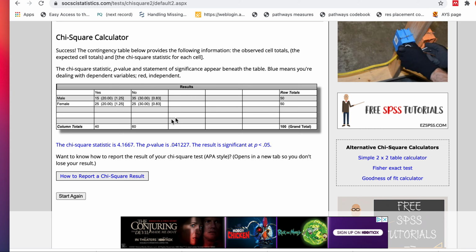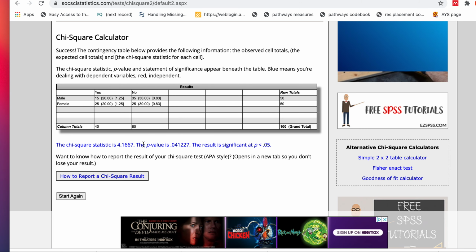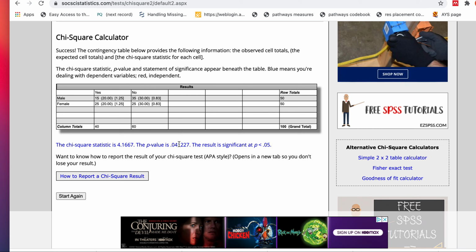Okay, so our chi-square comes out to 4.1667, and the p-value is 0.041227. Since this p-value falls below our significance level of 0.05, we're going to say the result is significant. So what we're saying here is that a significantly larger number of females than males have received the COVID vaccine.